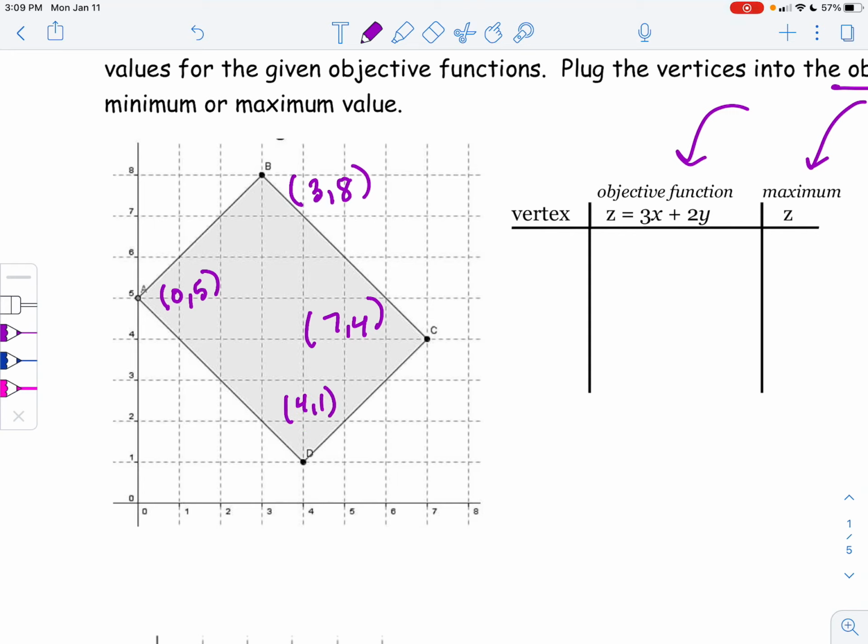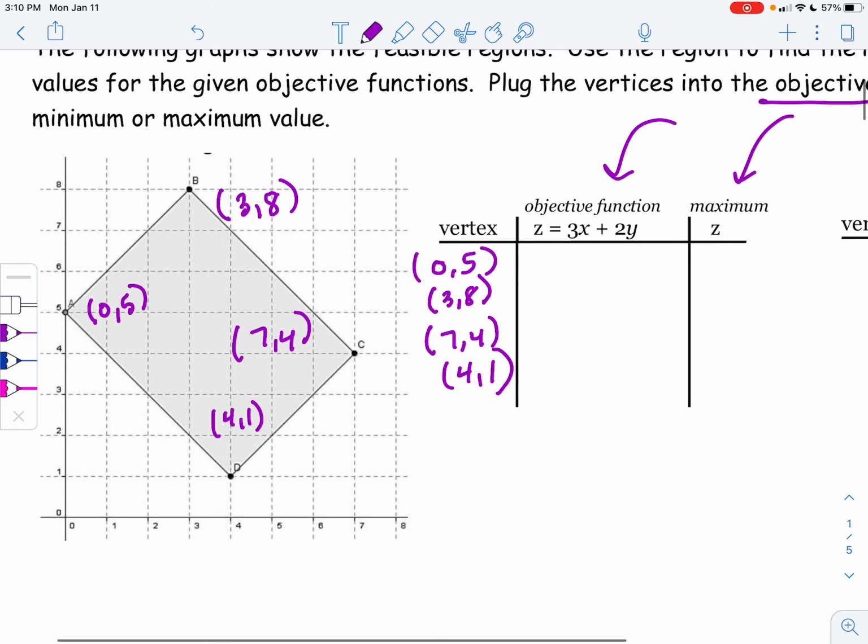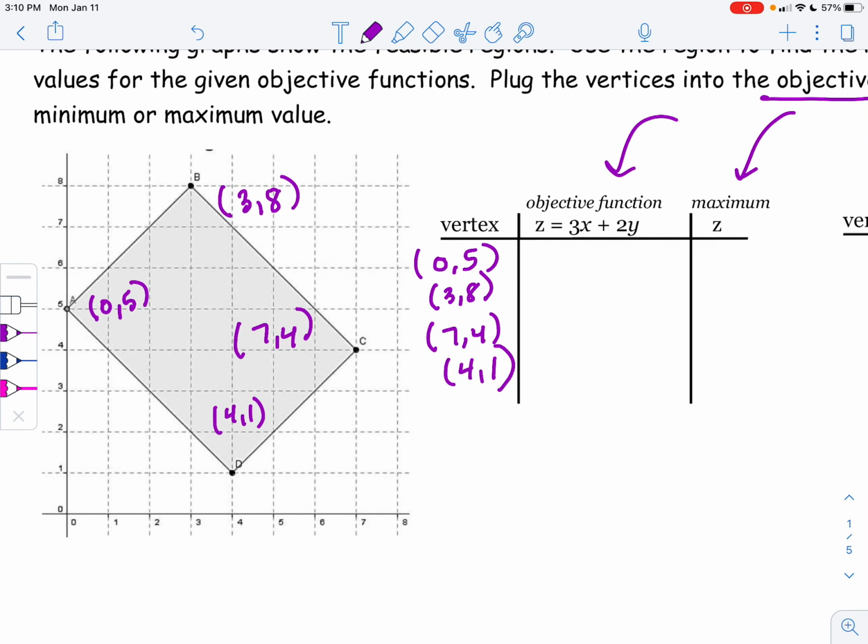And once we have these, I'm going to put them in my table here. It's kind of like a double T table. This was A. This was B, C, and D. And now all I'm doing is plugging them into this objective function, and I want to find the maximum in this case. So this should be a little bit of room here where you have some room to write.